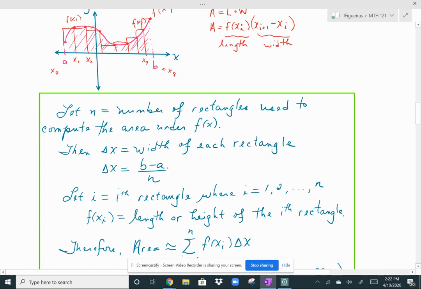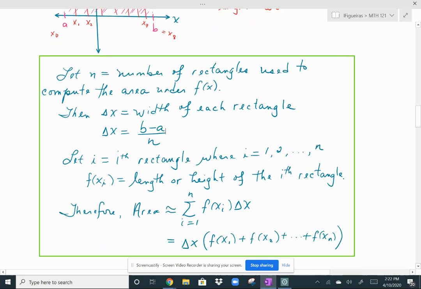And we compute that by taking your interval, because the function will be defined on an interval from A to B, and dividing by n, the number of rectangles. And we want that width of the rectangles to be consistent throughout. We're going to let i be the ith rectangle, where i starts at 1 all the way up to n. So if you have n equal to 10, then you'll have 10 rectangles. And f of x sub i will be the length or the height of the ith rectangle.